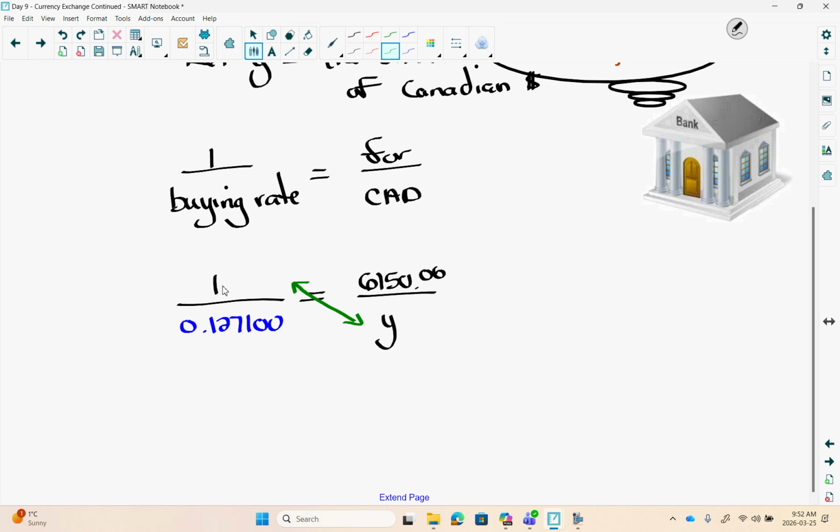Cross multiply. Y times 1 gives me Y. That's going to equal 6,150.06 times 0.1271. And I've got 780 dollars and 67 cents.